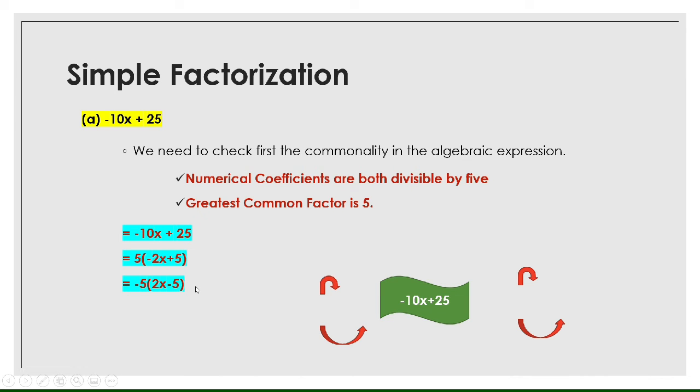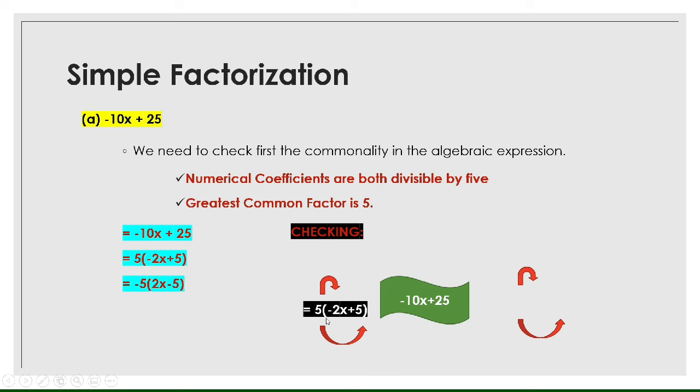So, ngayon, every time na nag-solve kayo ng problem, you also need to check whether your answer is correct. Like what I've told you earlier, factorization is the reverse of expanding, because what we usually do is expand these numbers. So, ngayon, gagawin natin yung expanding method to check whether our answers are correct. We need to multiply 5 times negative 2x plus 5, and negative 5 times 2x minus 5, and it will give you the answer of negative 10x plus 25. So, let's start.